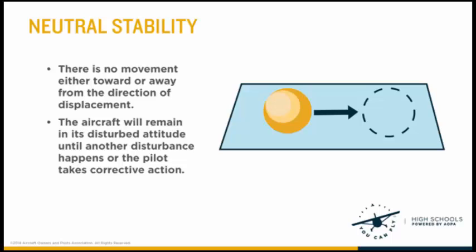So neutral stability happens when there's no movement either toward or away from the direction of displacement. So imagine a pilot pulls back sharply on the controls, causing the plane to pitch upwards, then releases the controls. A neutrally stable airplane will remain at this attitude in the absence of additional pilot input.